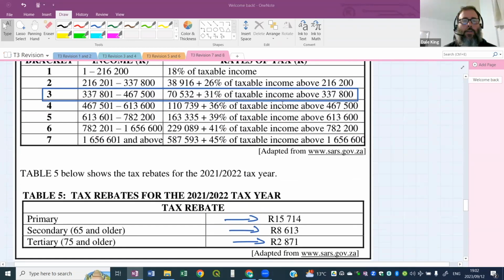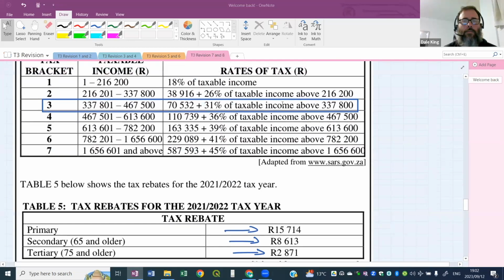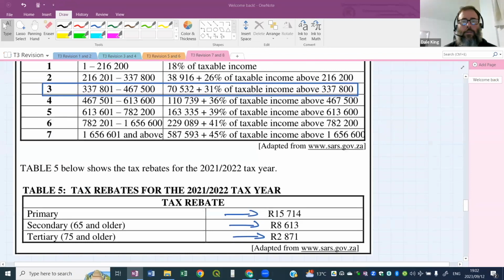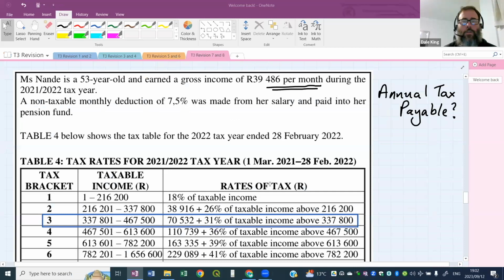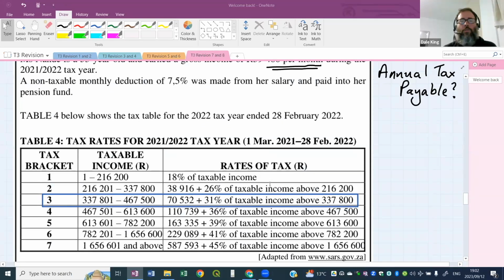Oh, someone's saying rebates. We forgot about the rebates. We did. We need to do the rebates, don't we? And this person is 53, so we'll do the first rebate. So we're just going to subtract that off. Who reminded us of the rebate? Oh, well done. Yes, Ben?